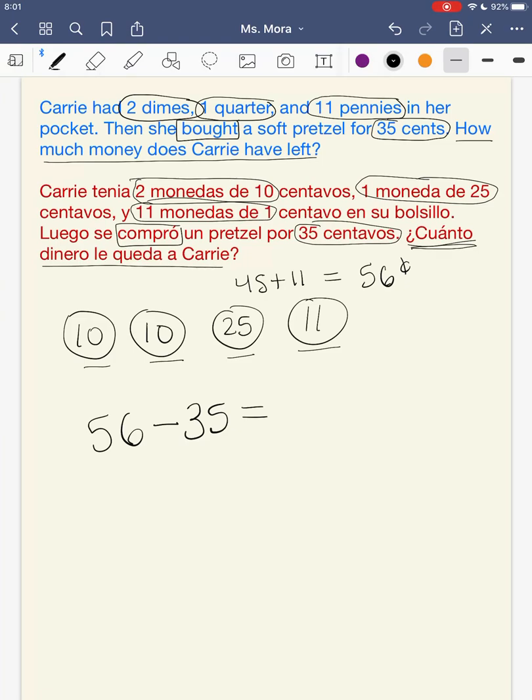And you can do this subtracting across or vertically. Okay, so if I do it across, I'm going to do my ones place. 6 minus 5 is 1, and 5 minus 3 is 2. 21 cents. So she has 21 cents left. If you want to do this the vertical way, you can also solve it by writing 56 minus 35. And you have 6 minus 5 is 1, and 5 minus 3 is 2. Alrighty. So she has 21 cents left.